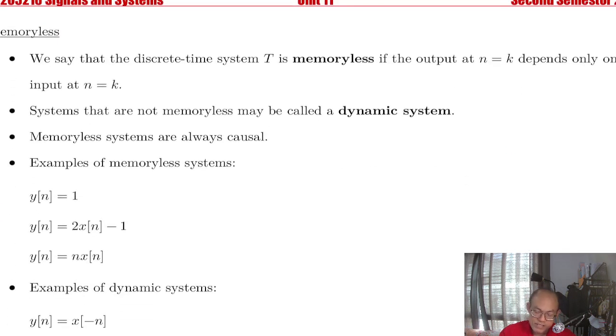Memoryless. Memoryless is easy. The output at present has to depend only on the input at present, not future, not past. So every memoryless system has to be causal, because the condition for causal is that it doesn't depend on the input in the future. But memoryless is more strict than that. It doesn't depend on the past and on the future. So memoryless systems have to be causal.